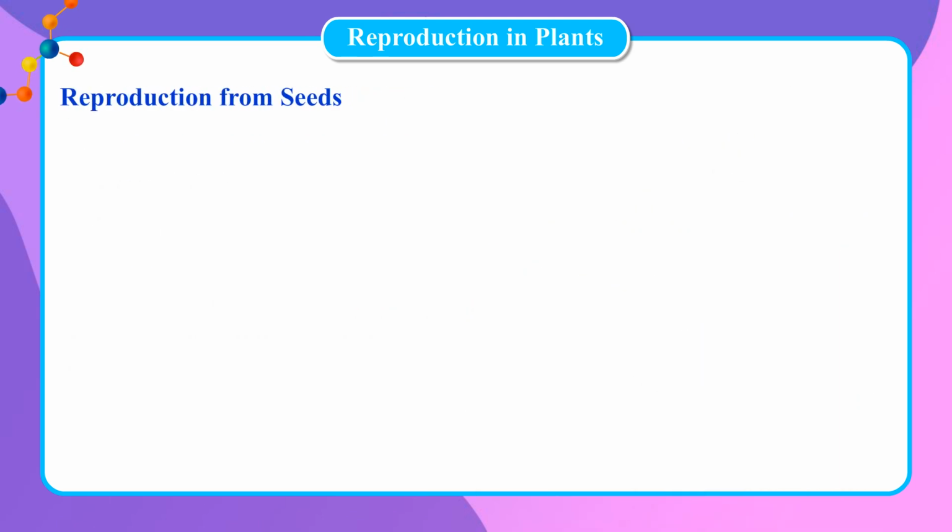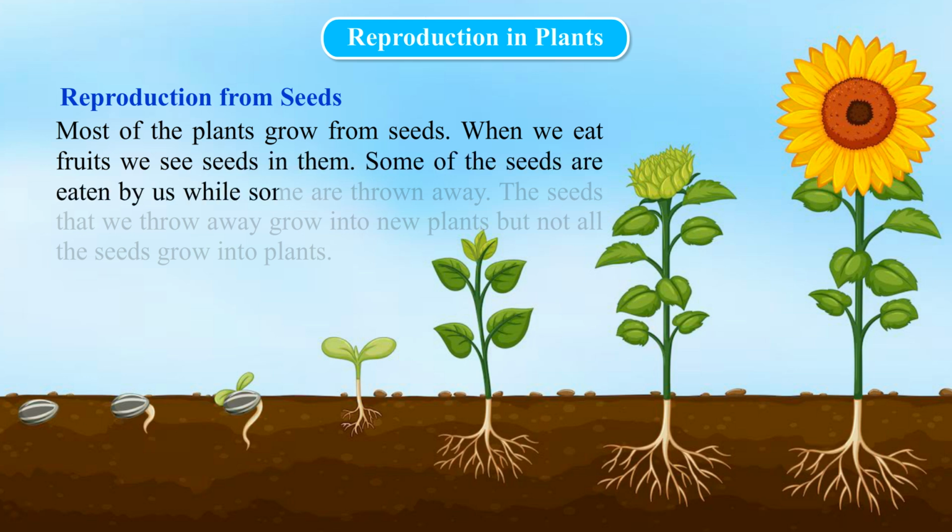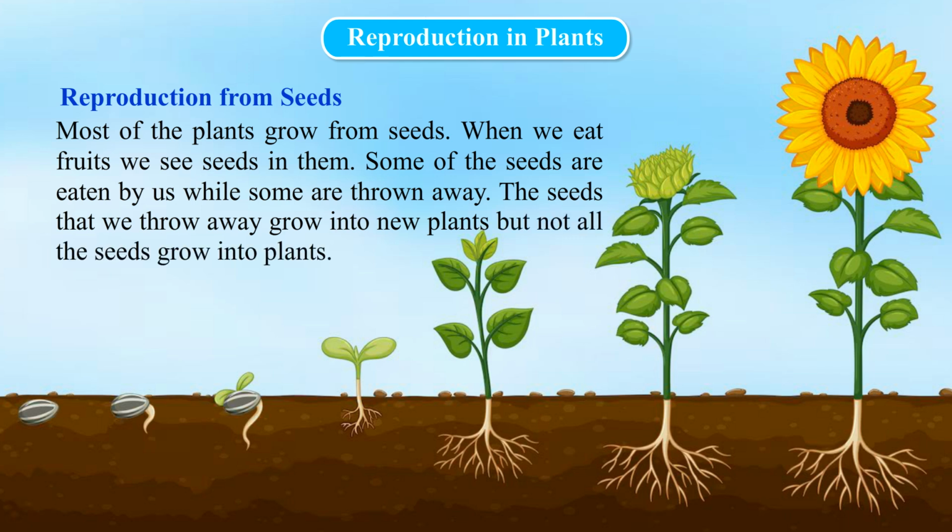Reproduction from seeds. Most of the plants grow from seeds. When we eat fruits, we see seeds in them. Some of the seeds are eaten by us, while some are thrown away. The seeds that we throw away grow into new plants, but not all the seeds grow into plants.